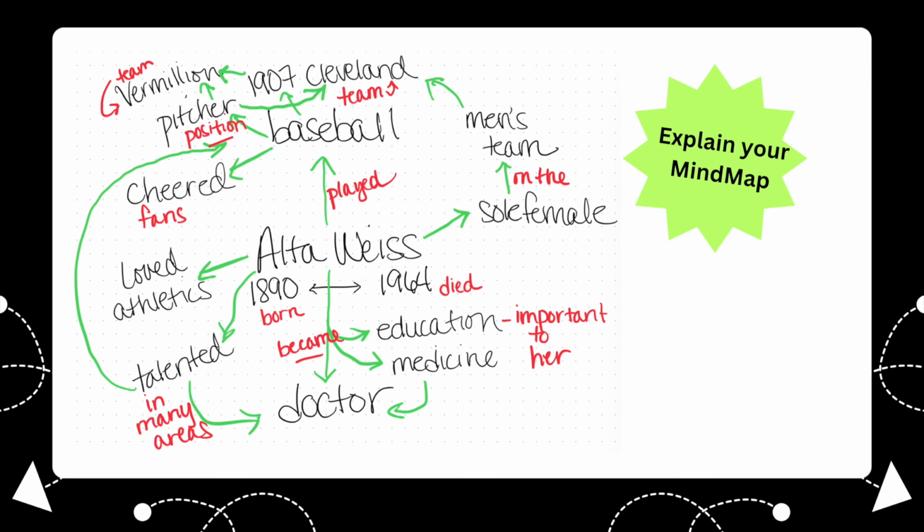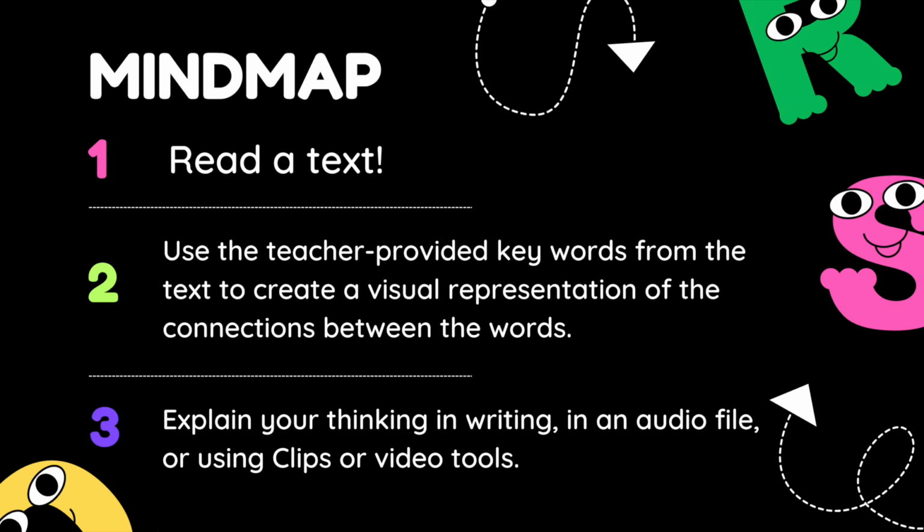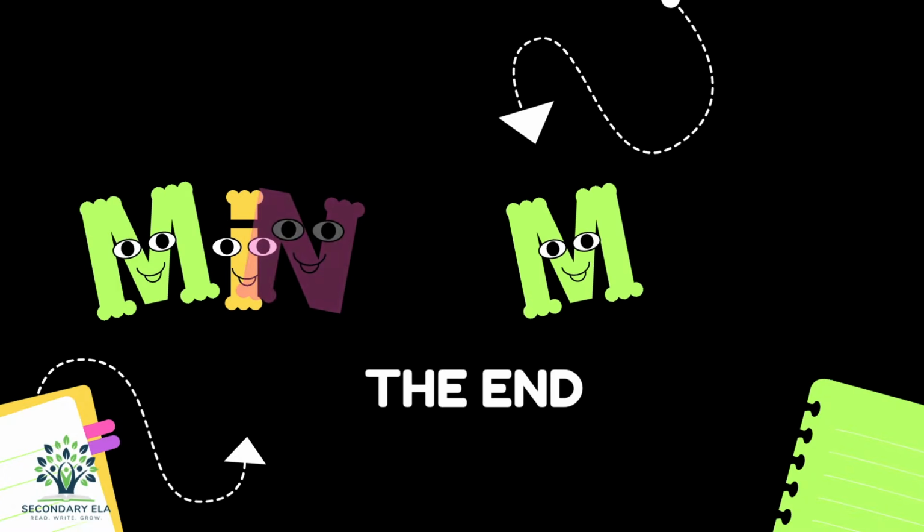So you can see that I just walked my teacher through the thinking that went into creating my mind map and through the ideas that I thought were important from the text. So to review the steps, you're going to read a text for understanding and then use the teacher-provided keywords from the text to create a visual representation of the connections between the words and ideas in the text. And then finally, you're going to explain your thinking. You'll do this either in writing, in an audio file, or whatever format your teacher assigns to you.